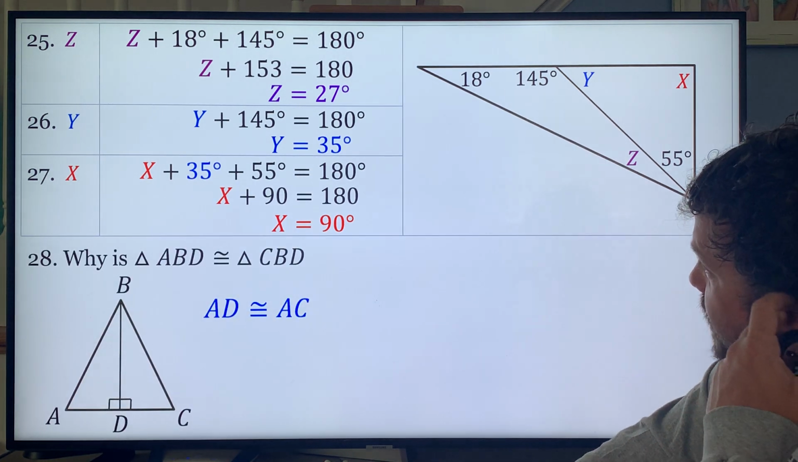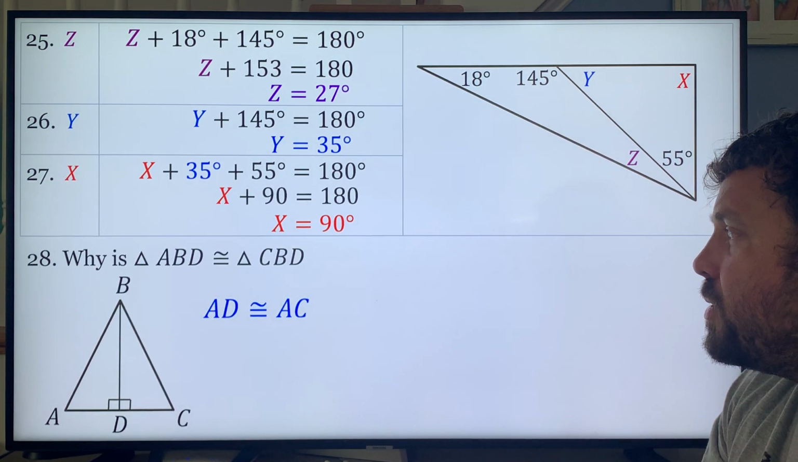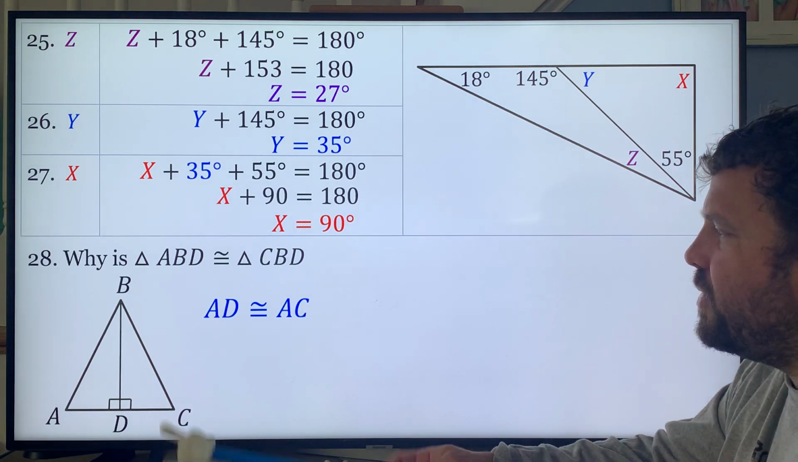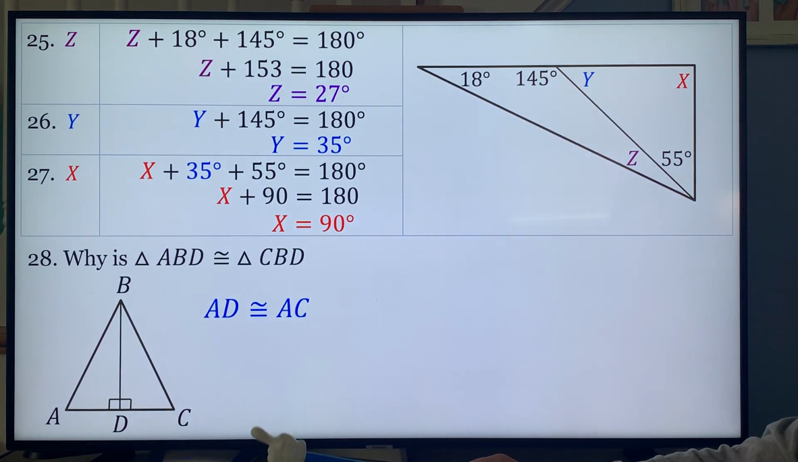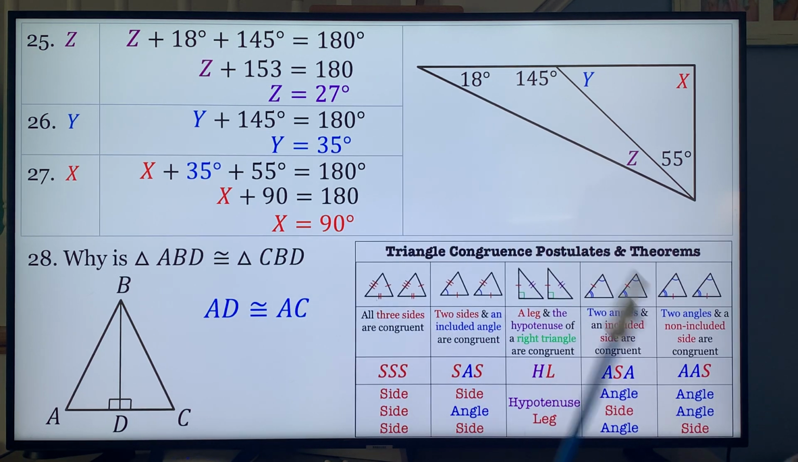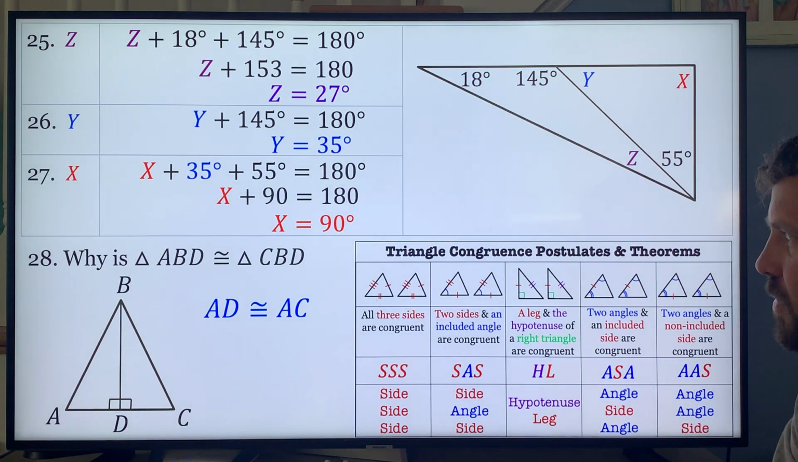Next one. Why is triangle ABD congruent to triangle CBD? Now what they're giving you here is they're telling you that AD is congruent to DC. Now let me slide back here to give you some rules. Triangle congruence postulates and theorems. This is something we did in class, so hopefully you guys remember this.